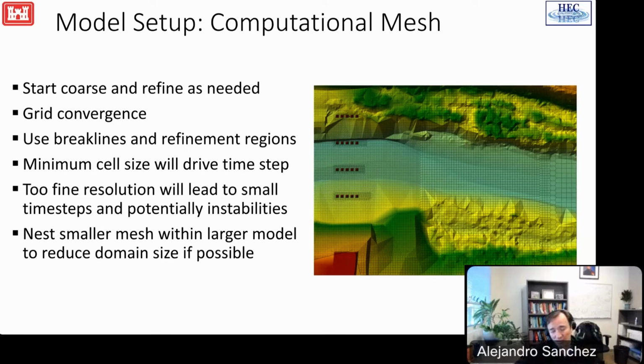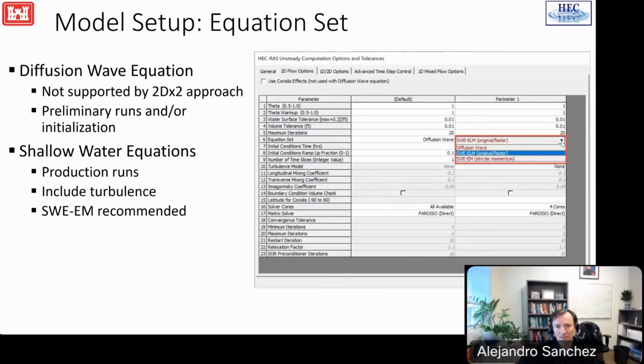And you can nest the model, right? You can set up a coarser, bigger model, and then nest a higher resolution one by extracting boundary conditions at appropriate places from the larger model. That's very useful when you're doing detailed modeling.